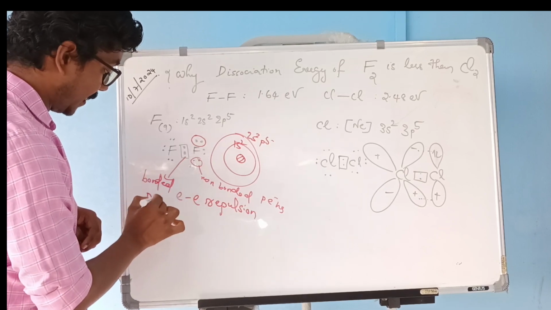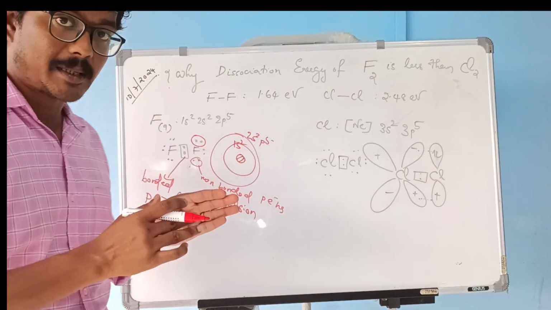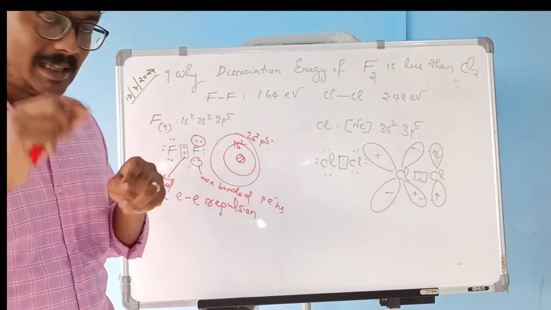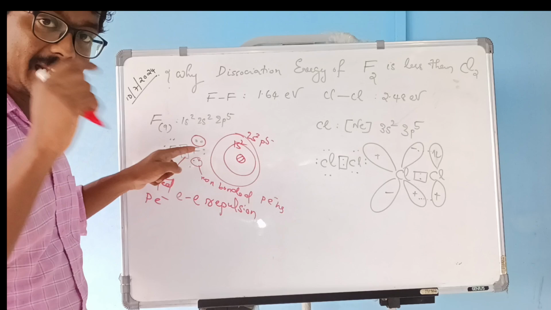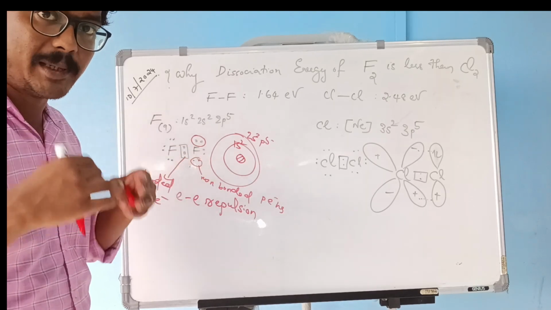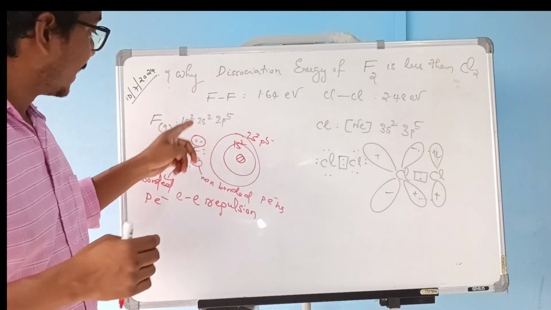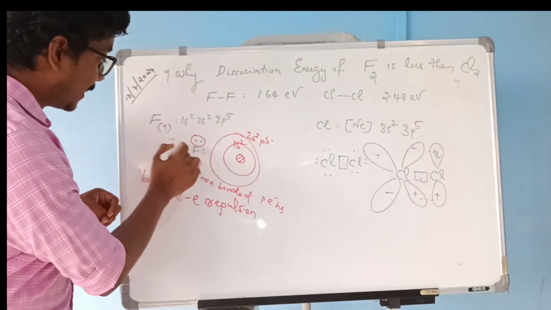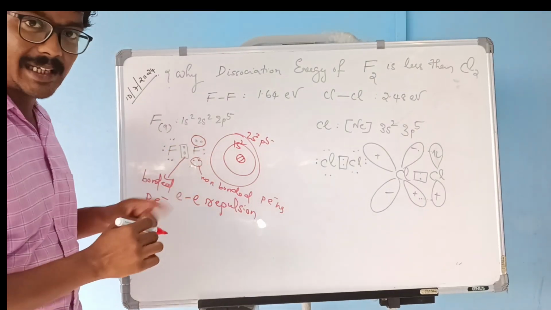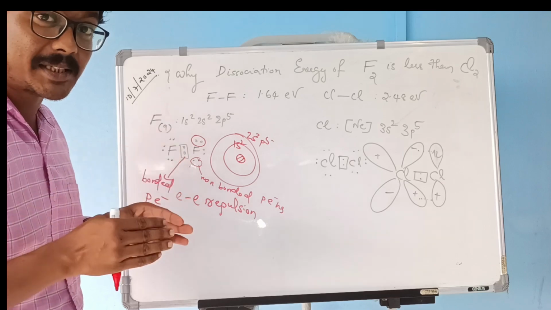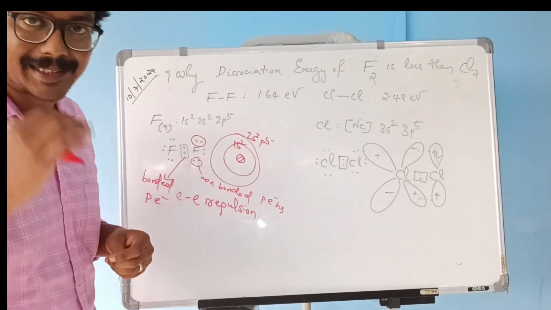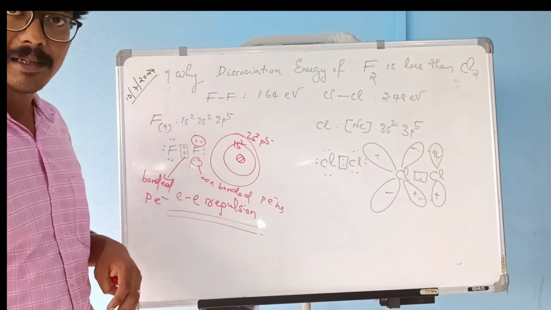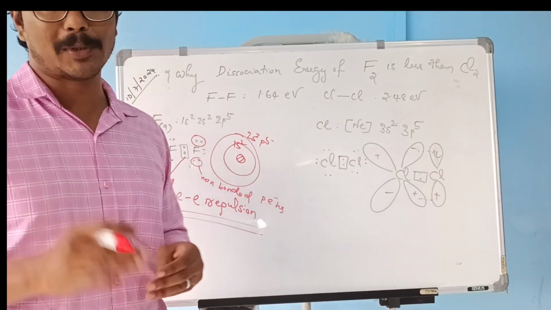the bonded p electron. When a fluorine atom is bonded with another fluorine atom through a covalent bond, the bonded electron experiences a repulsion from the non-bonded p electrons. As a result, the bond strength and the dissociation energy of fluorine decrease. This is the main reason: electron repulsion between bonded p electrons and non-bonded p electrons.